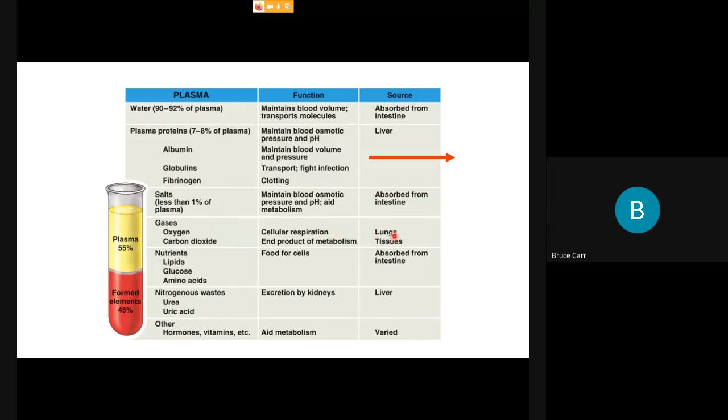Lungs and tissues are the source. Lungs are the source of oxygen. That's the entry point. And tissues back to the lungs are the pathway for CO2.